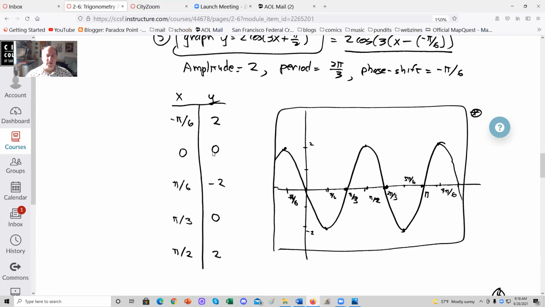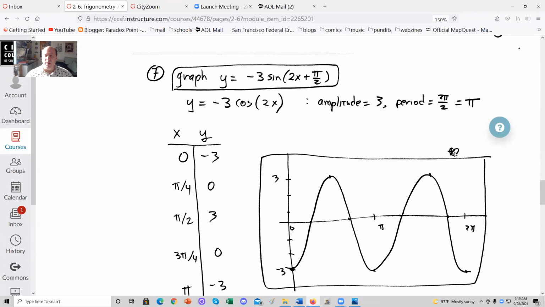There, it's 0. Between pi over 6 and pi over 2 is pi over 3. There, it's 0. So it's positive 2 to 0 to -2 to 0 to 2. That's one full cosine wave. And here's another full cosine wave. And there's your graph.